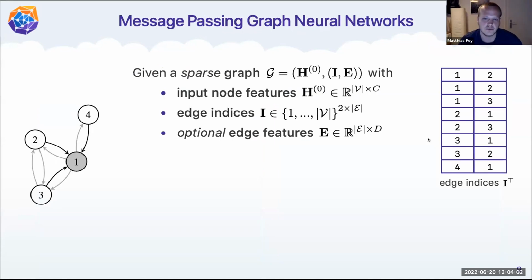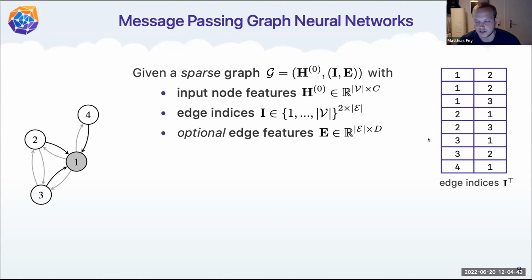Importantly, we now take a look at how message passing is implemented in PyG. And in PyG, every graph that we represent is given in a sparse format. That means that we only store the non-zero elements of our adjacency matrix. And so our graph is given as a node feature matrix H0, which basically represents the initial state of the node features, the features of every node stacked into a big matrix. And then we have this edge index representation I, which is given in the form of a 2 times number of edges matrix. And on the right, you can see a simple example of how that may look.